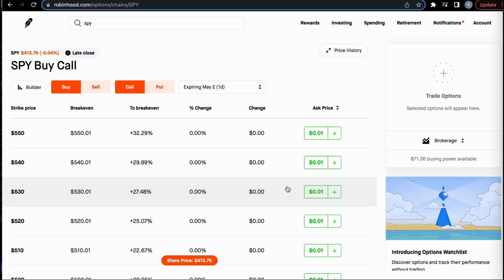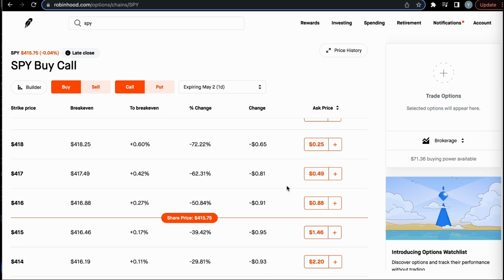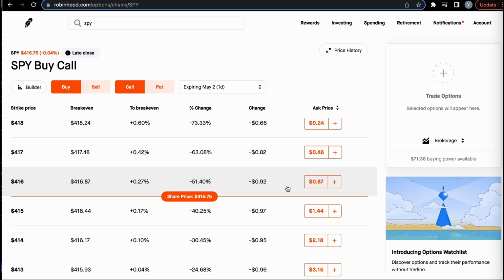So let's go into the contracts here. Let's go into trading options, and let's break it down first. Why would someone want to trade options? Well, they offer a lot of flexibility, and can be used to generate income, hedge against risk, or speculate on market movements. But let's break down the key components of options.